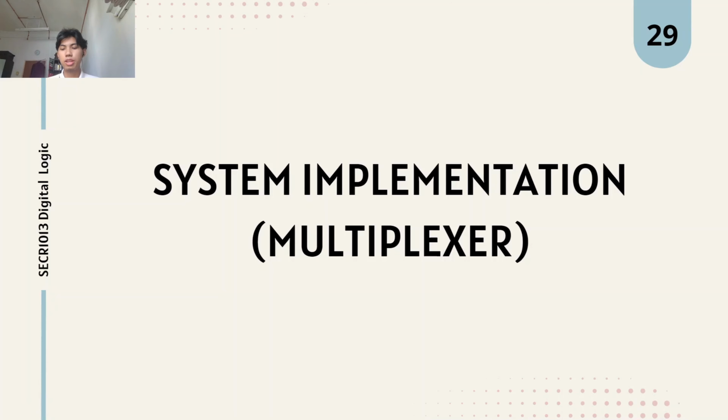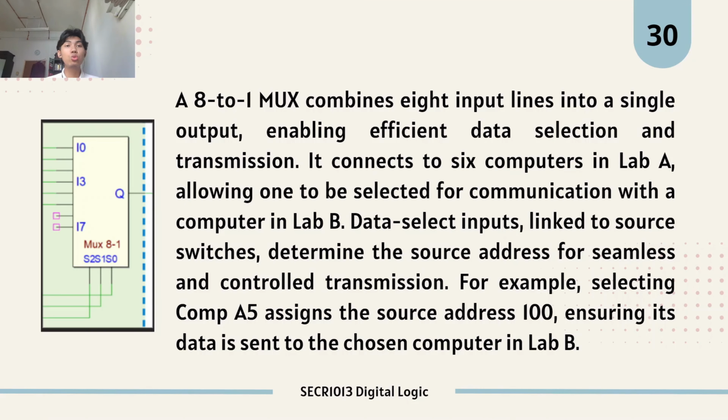We jump to the multiplexer. The 8 to 1 mux, also known as a multiplexer, combines 8 input lines into a single output, enabling efficient data selection and transmission. It connects to 6 computers in Lab A, allowing one to be selected for communication with a computer in Lab B. Data select inputs linked to source switches determine the source address for seamless and controlled transmission. For example, selecting COM A5 assigns the source address 100, ensuring its data is sent to the chosen computer in Lab B.